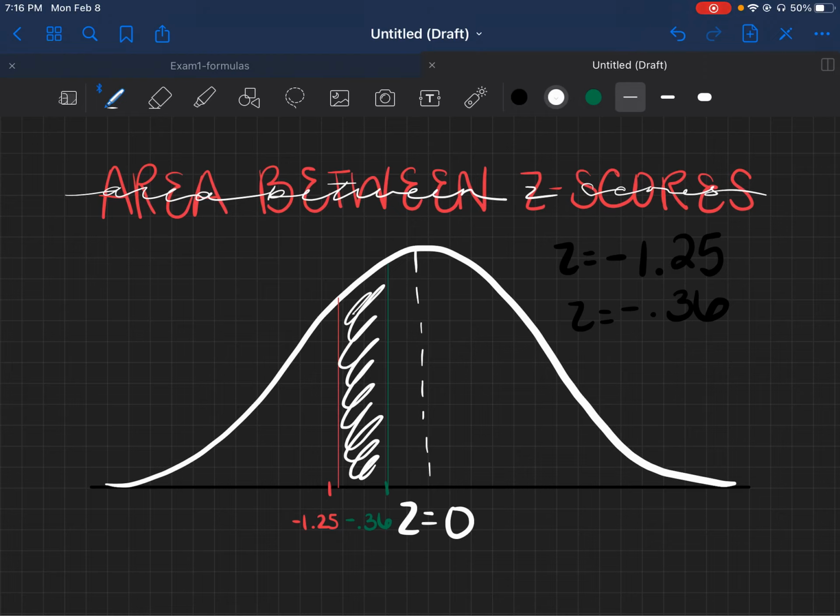So the first thing we're going to do is find the area of this green area, this whole entire green area here. The way we're going to do that is we're going to find the area in the tail where z equals negative 0.36. Now, one thing to keep in mind is that it's going to be the same whether it's positive or negative, so we can just look up 0.36. We don't need to find negative 0.36 on a formula sheet. We're just going to look at what the area is in the tail of 0.36.